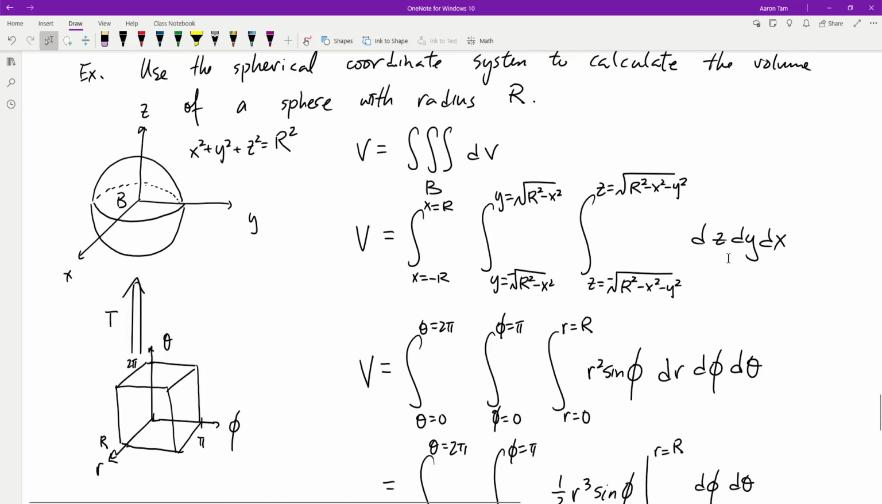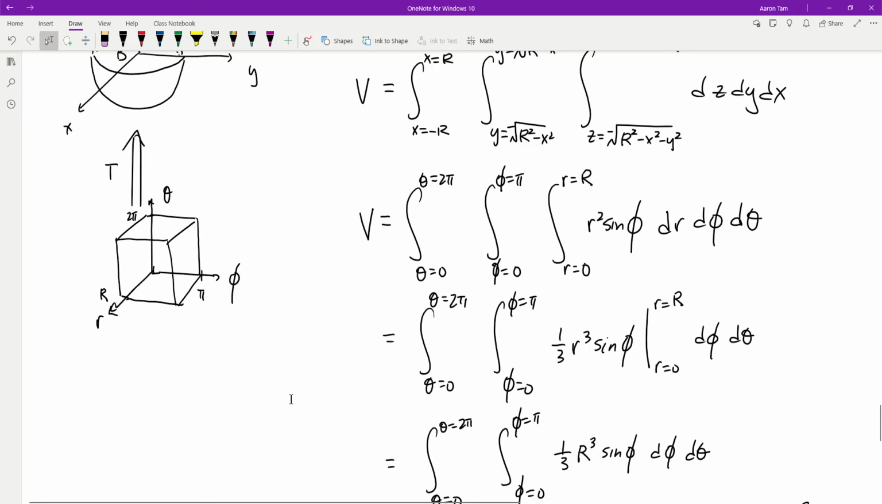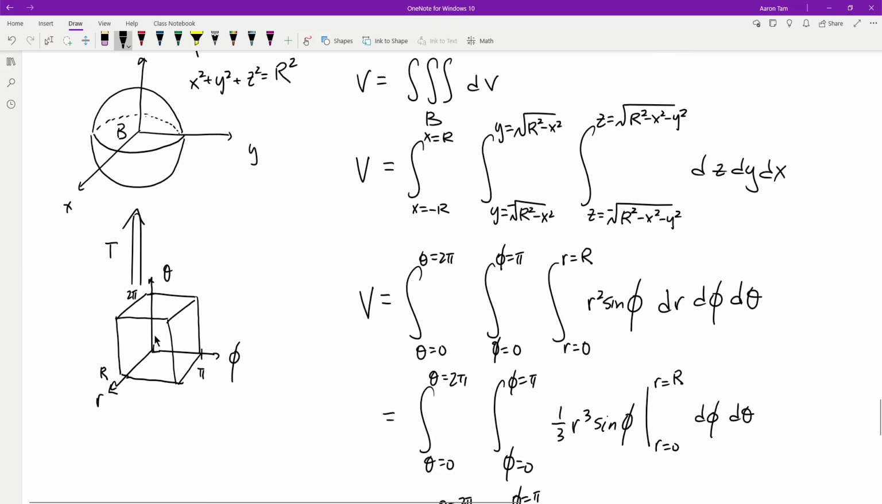And notice that this integral cannot be done in rectangular coordinates, but once you change it into a spherical coordinate system, this irregular shape turns into a nice coordinate rectangle in a rectangular coordinate system, which makes it a lot easier to evaluate. By the way, this region is probably what I would call D, corresponding to B.